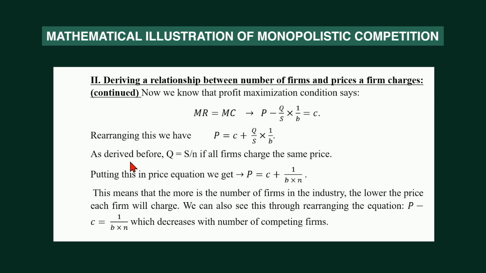Now, as I derived before, I can substitute Q is equal to S by N in this equation where P is calculated like this, and eventually what I get is P is equal to C plus 1 by B multiplied by N. So this means that the more the number of firms in the industry, the lower the price each firm is going to charge.